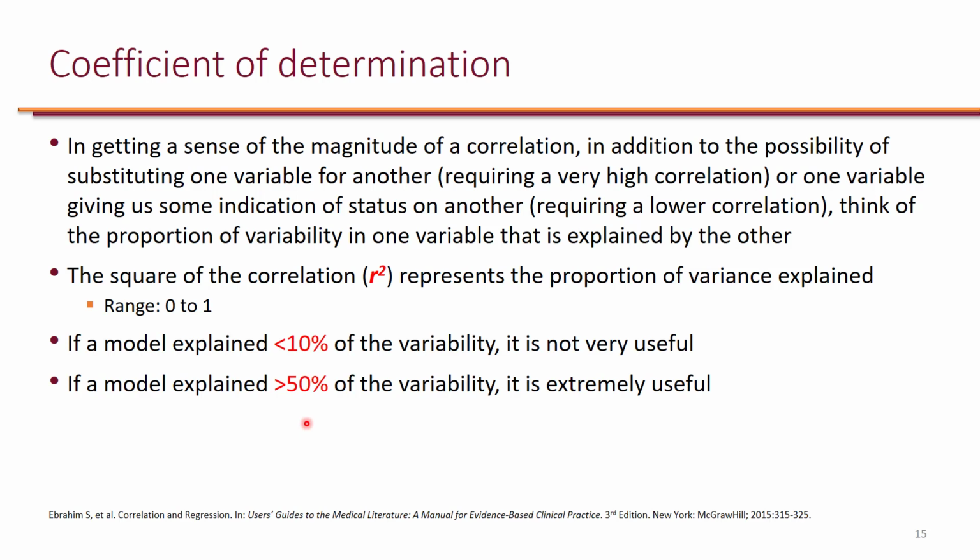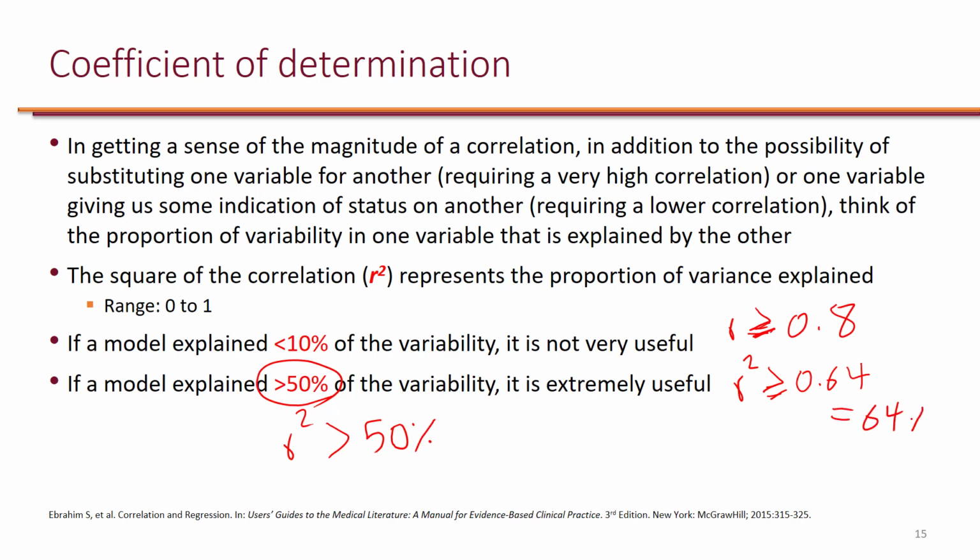if you want the r to be 0.8 to be a strong correlation, so maybe I should say at least 0.8 would be good, then the r squared would be at least 0.64. Now to make things easier, we're going with 50. So an r squared of at least 50% is extremely useful. So this 0.64 is 64%.